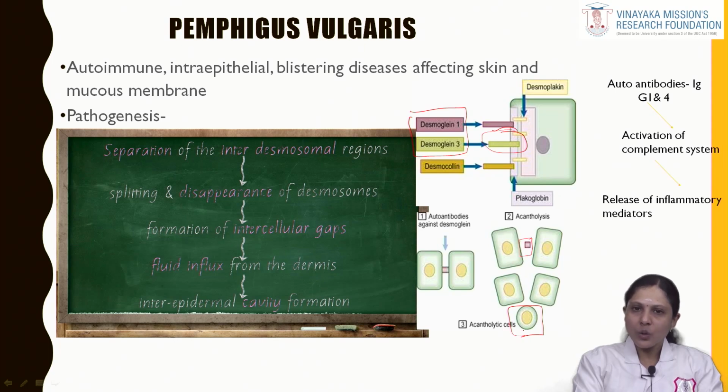Once acantholysis has formed, there is a formation of gap between the cells. This leads to a change in osmosis and an influx of fluid between the epithelial junctions or intercellular junctions, which leads to intraepidermal cavity formation.